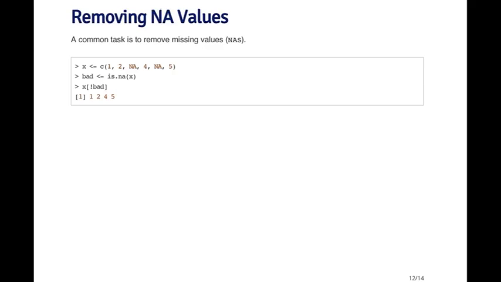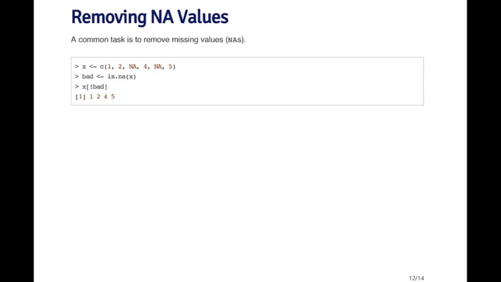This is a very simple example, which has the numbers 1, 2, and 4, and 5, but then there are missing elements NA in the 3rd position and in the 5th position. So what I want to do is get a vector back that's just 1, 2, 4, 5, the non-missing values, and strip out the missing values so I can maybe do some computation.